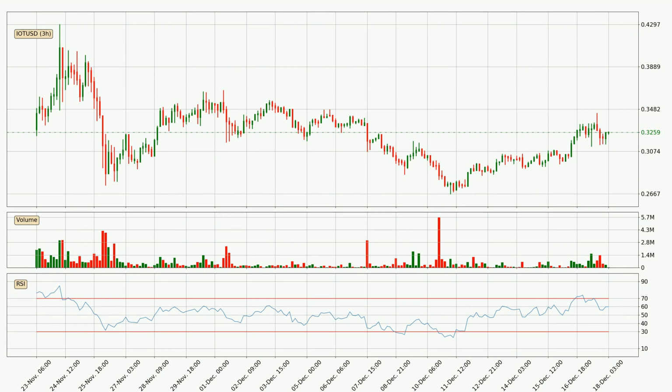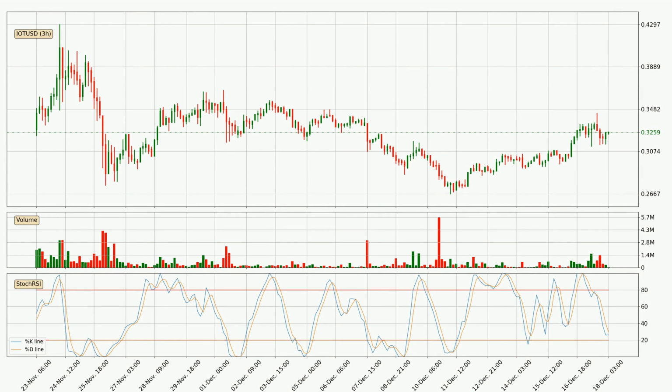Moving to the 3-hourly relative strength index, the current 3-hourly RSI is at 60, so it doesn't show signs of overbought or oversold conditions at this point. Moving to the 3-hourly stochastic RSI, there are no signs of the stochastic RSI being oversold or overbought at this time, but the %K line is below the %D line, which means the current trend is on the downside.